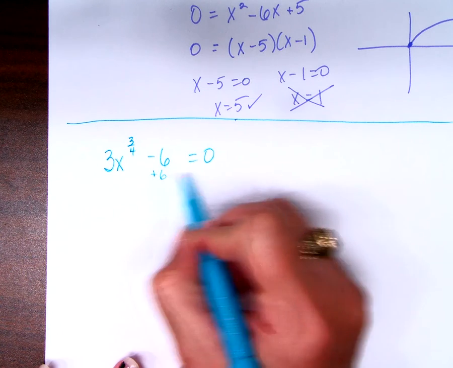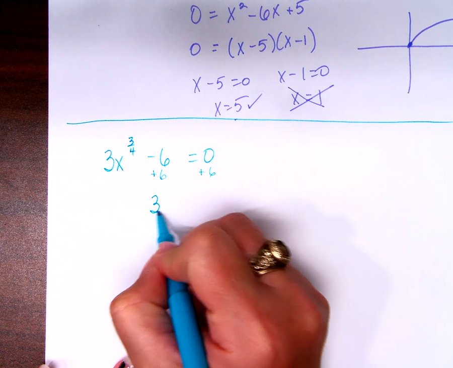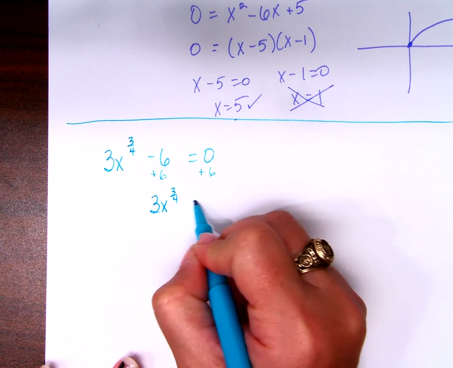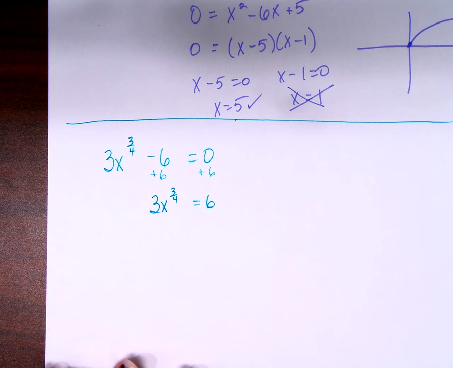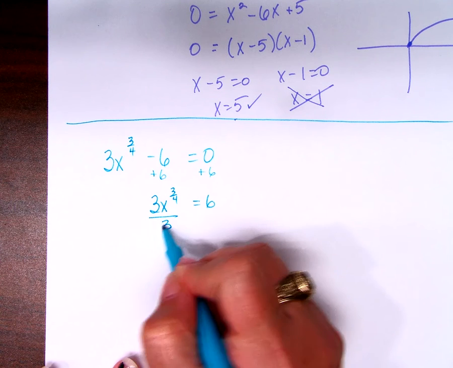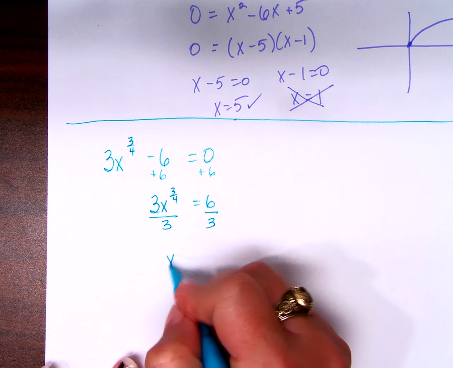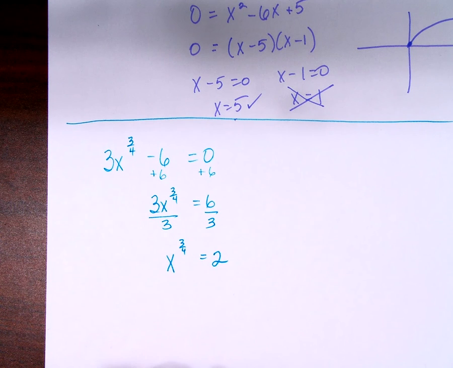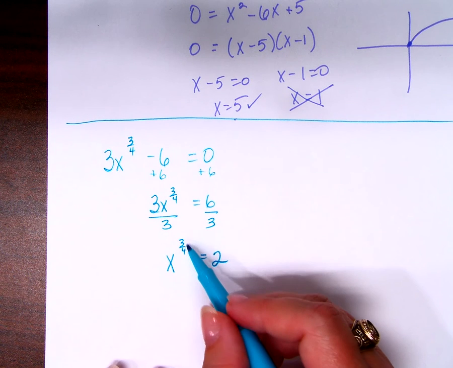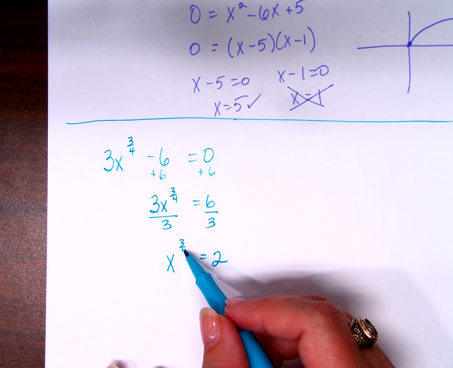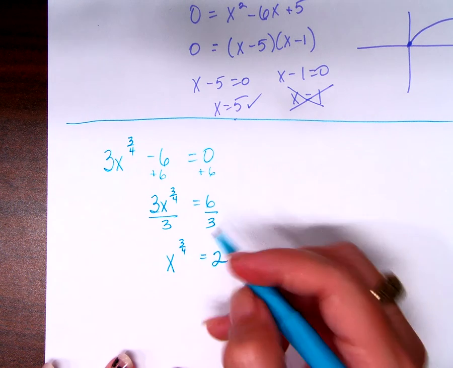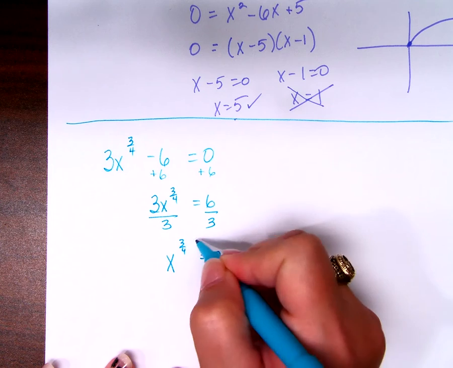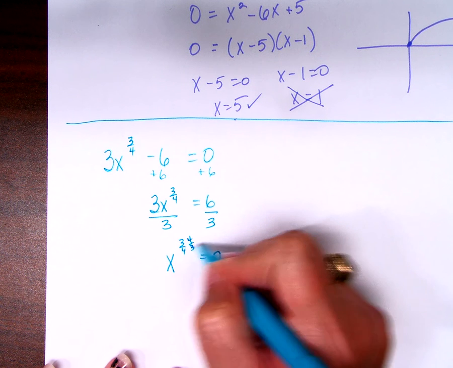Add 6. Good. 3x to the 3/4 power equals 6. And now, divide by 3. Okay. x to the 3/4 power equals 2. How do I get rid of this exponent? I do the reciprocal, right? Multiply both exponents by the reciprocal of this exponent.